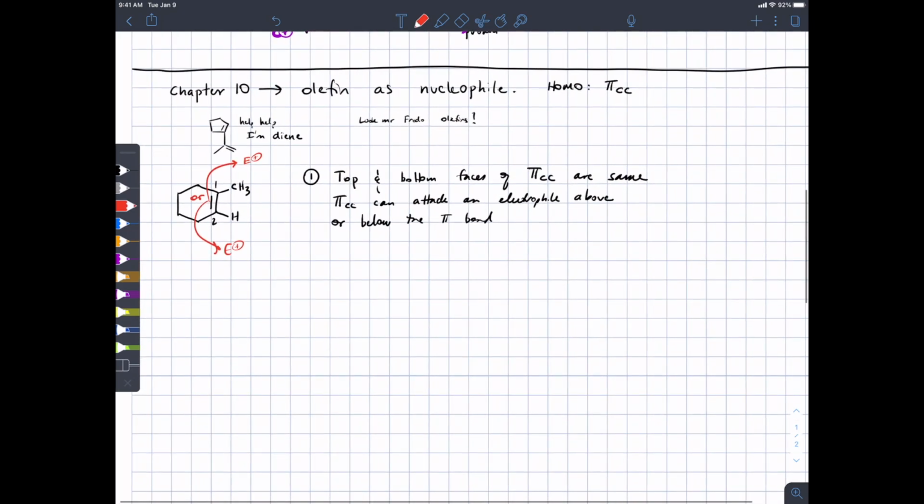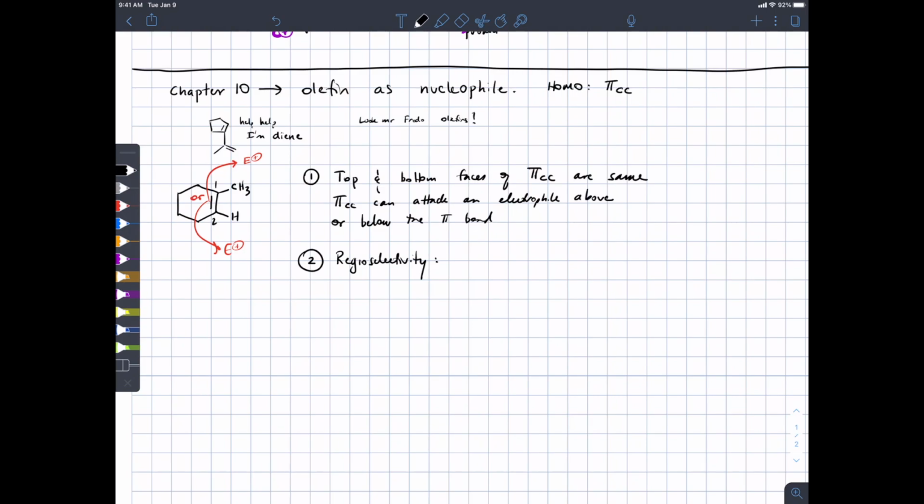Or above or below where the pi bond used to be. Okay. The second issue is one of regioselectivity. And it is this: when the olefin attacks, you make a new sigma bond. But the carbon-carbon pi bond involved two different atoms, carbon 1 and carbon 2. So you have to think about which one gets the new sigma bond.